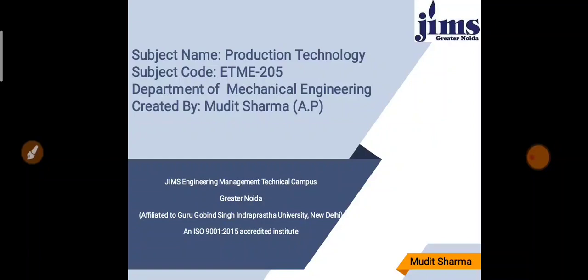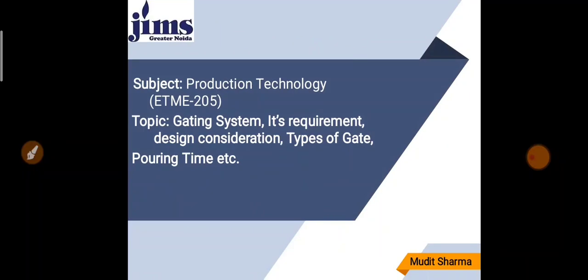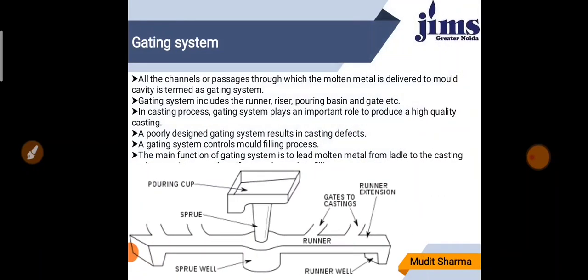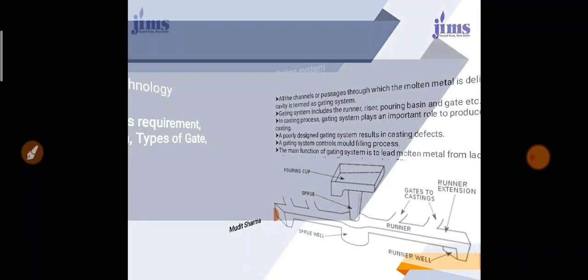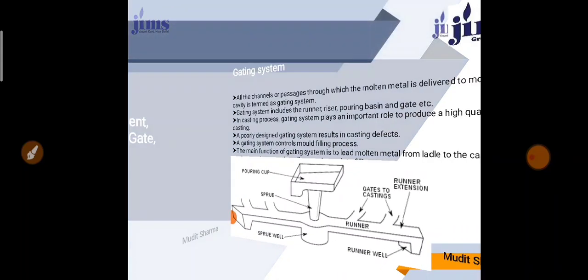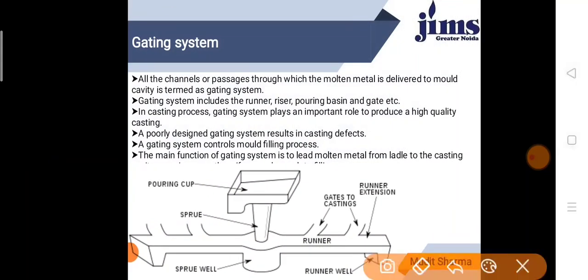So what is gating system? Our topic is gating system. The passageway in the mold for carrying the molten metal to the mold cavity is known as the gating system. You can study in this PPT that all the channels or passages through which the molten metal is delivered to the mold cavity are termed the gating system. It includes runner, riser, pouring basin and gate. You can see in the schematic diagram a gating system.